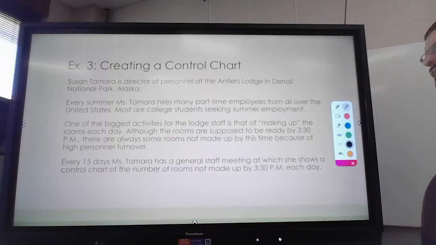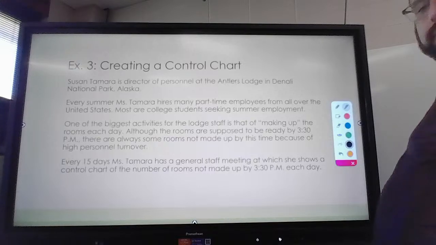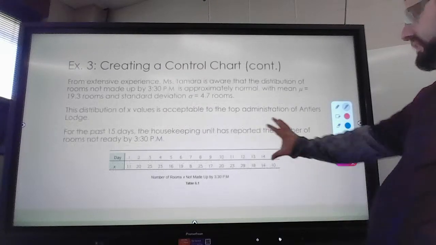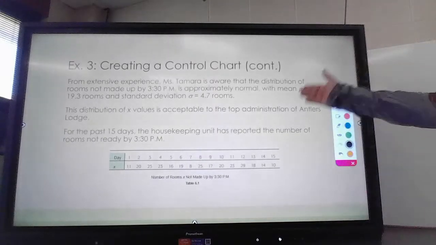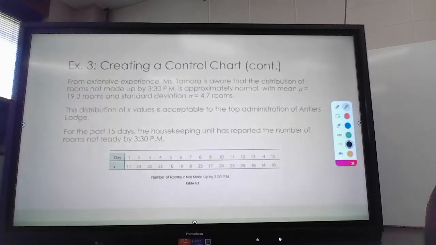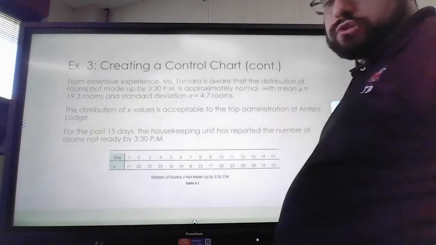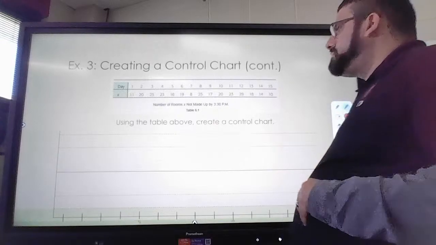Every 15 days, Ms. Tamara has a general staff meeting at which she shows a control chart of the number of rooms not made up by 3:30 p.m. each day. Here is a 15-day run. From extensive experience, Ms. Tamara is aware that the distribution is approximately normal, with a mean of 19.3 rooms and a standard deviation of 4.7 rooms. This distribution is acceptable to the top administration of the lodge. For the past 15 days, here is the number of rooms not ready by 3:30 p.m. So let's create the control chart of this data, okay?